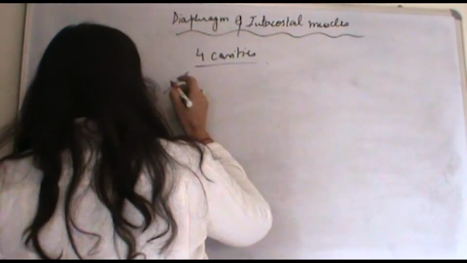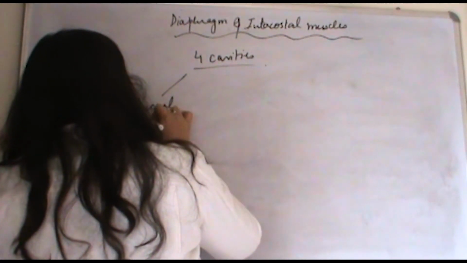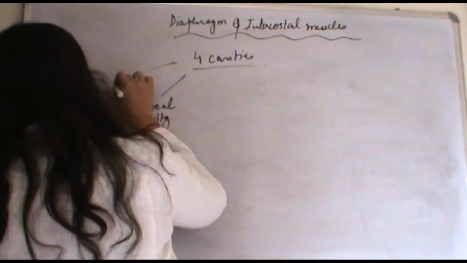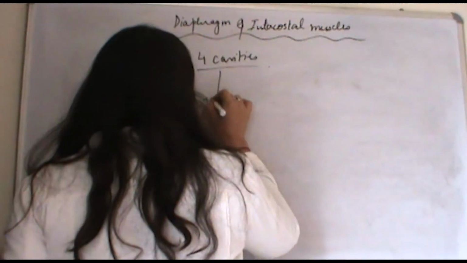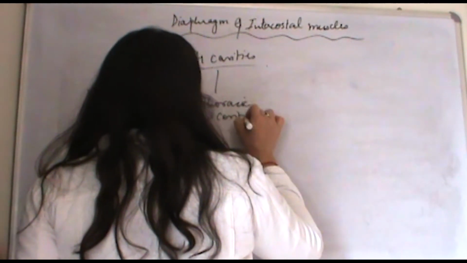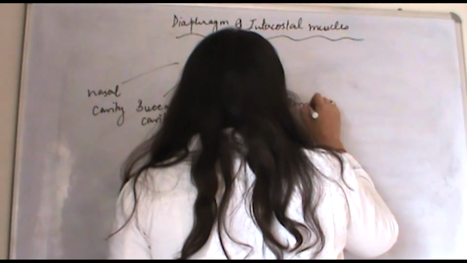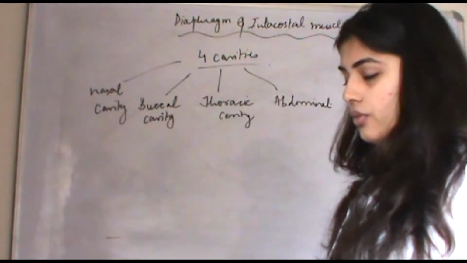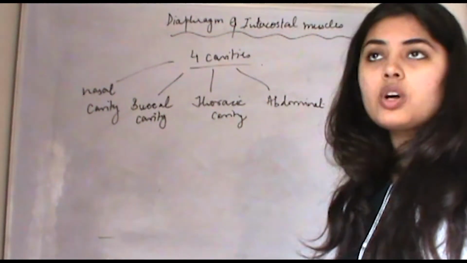right? The first one is the buccal. Above the buccal one is the nasal, then thoracic, and then abdominal. Right? So now what happens here? There are 4 cavities. 4 cavities means in our body there are 4 spaces in which the organs are present.